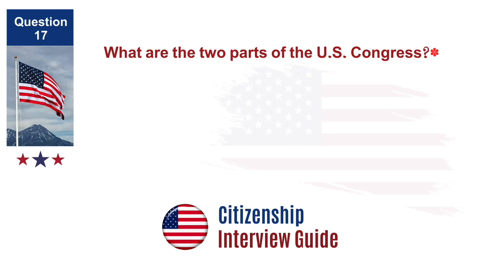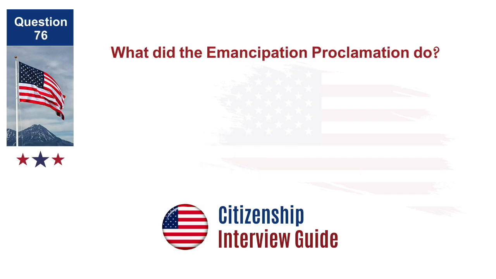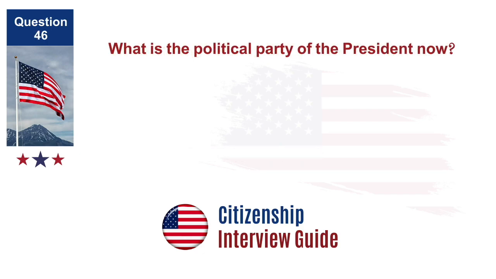What are the two parts of the U.S. Congress? The Senate and House of Representatives. What did the Emancipation Proclamation do? Freed the slaves. What is the political party of the president now? Democratic Party.